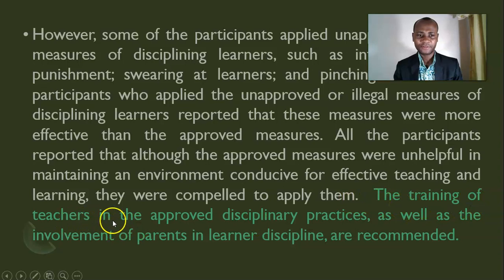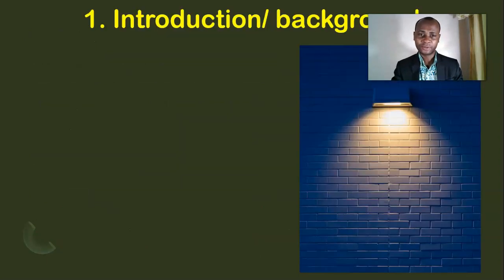The training of teachers in the approved disciplinary practices, as well as the involvement of parents in learning and learner discipline, are recommended. Okay, so this is the whole abstract. You see here that I have coded the different components with different colors. So now I want us to break this abstract down and look at what is the introduction, the purpose, the method, the results, and then the conclusion.